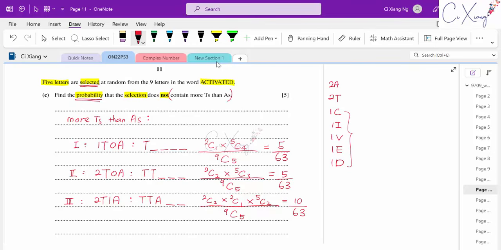Then I think we have already considered all the possible cases where we have more T than A. Therefore, to calculate the probability requested in the question, we want the selection to not contain more T than A, so I have to take 1 minus all the probabilities that I got here.